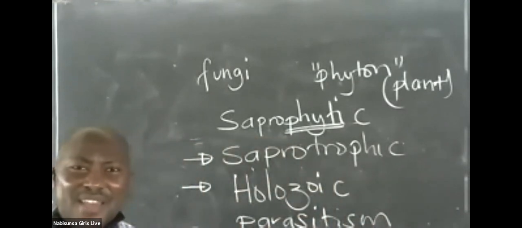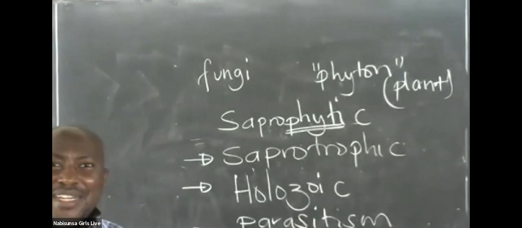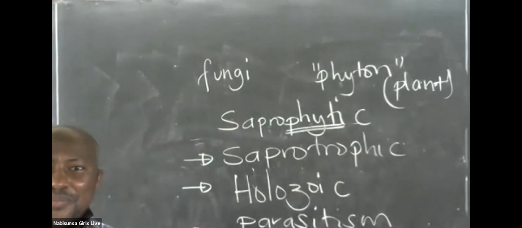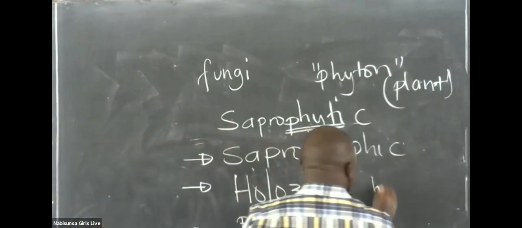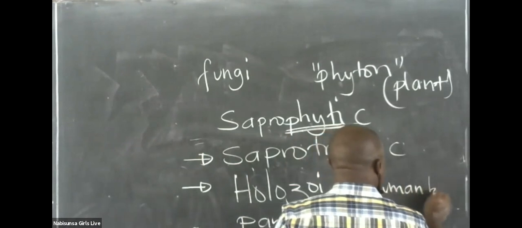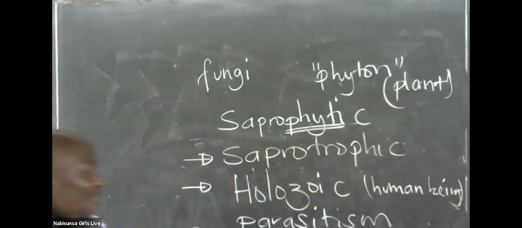I can see Victoria, your hand is up. Lisa, I can see your hand up. I'm just giving an example of holozoic nutrition. Okay, organisms, for example human beings. Yeah, that is true. Human beings carry out holozoic nutrition.